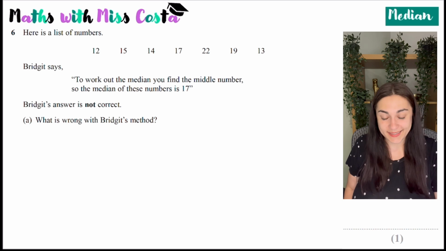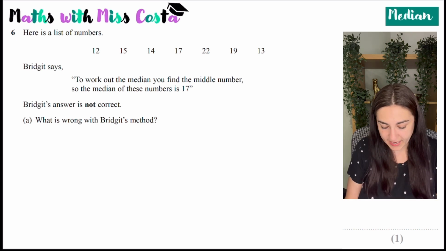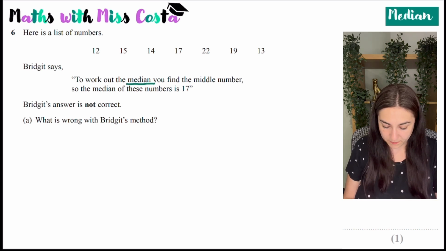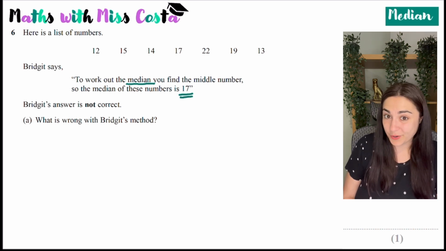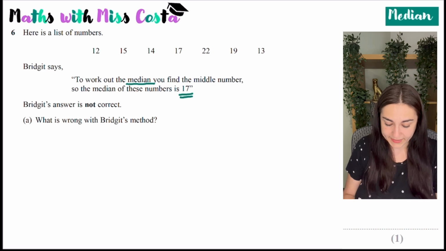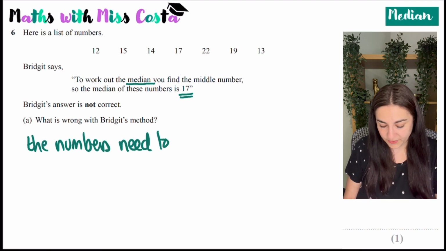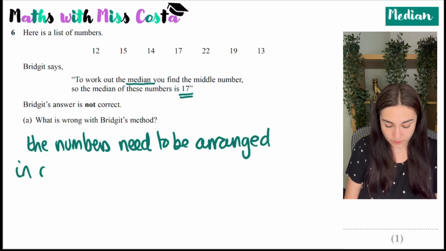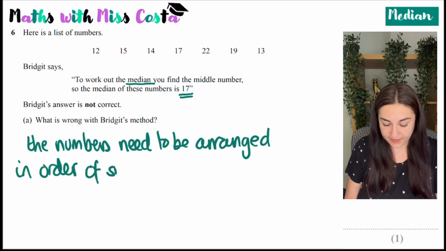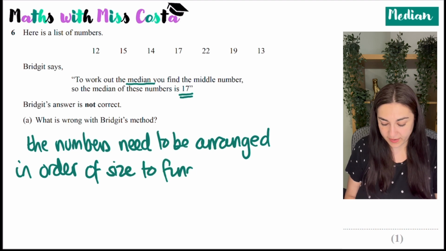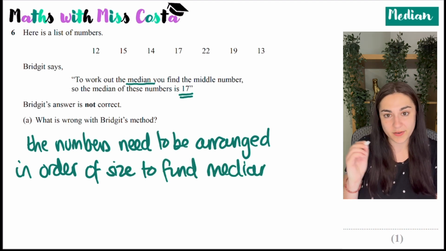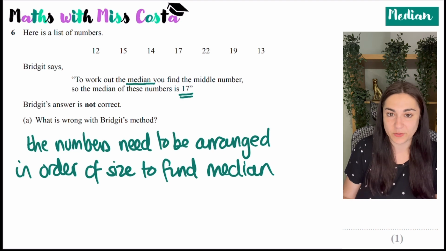Next, I've got a list of numbers, and Bridget says to work out the median, you find the middle number. So the median of these numbers is 17. So she's kind of correct, but she's not fully there. And what is wrong with her method? Well, the numbers need to be arranged in order of size to find the median. So whenever we're finding the median, we always first put the numbers in order of size, and then it's the middle value.